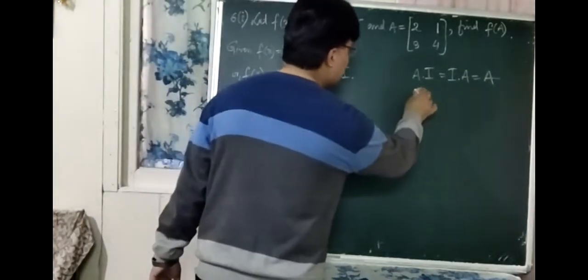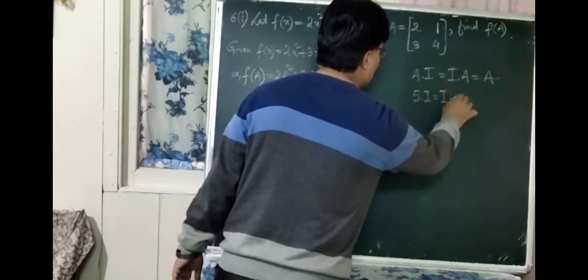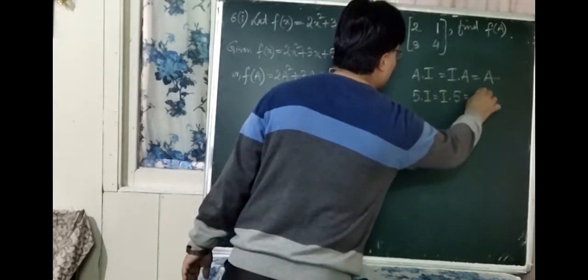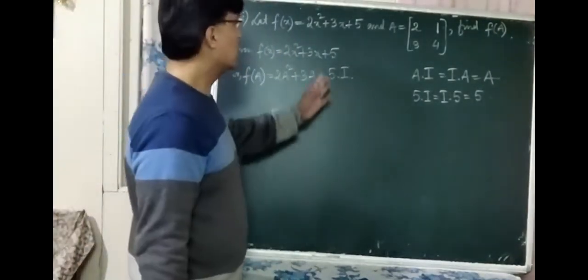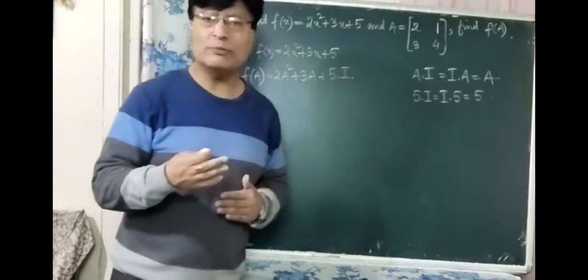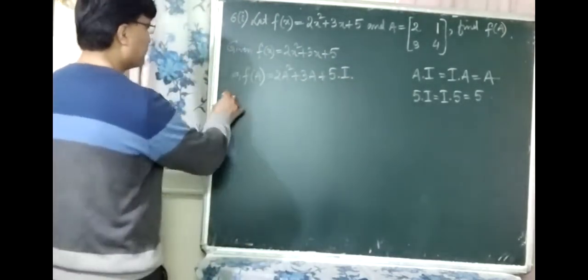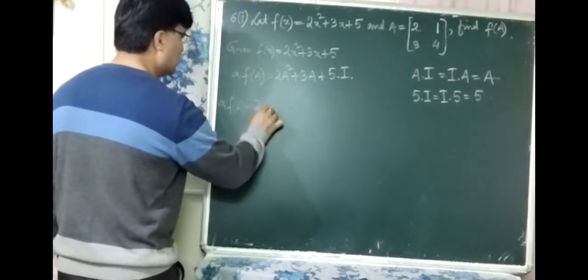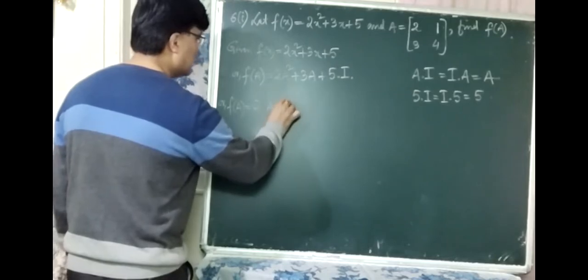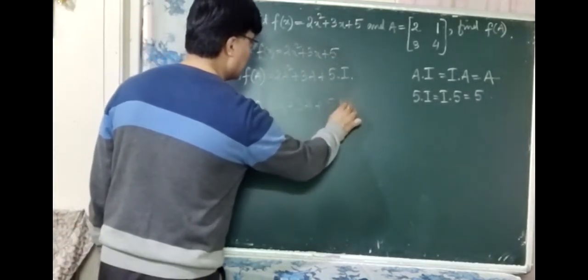So if this is a scalar multiplication, 5 into I is equal to I into 5, which is equal to 5. Okay? So this 5 should be converted into matrix form. So you should write here 5 dot I. Okay? Now f of A is equal to 2 into, what is A square? This is A dot A plus 3A plus 5I.